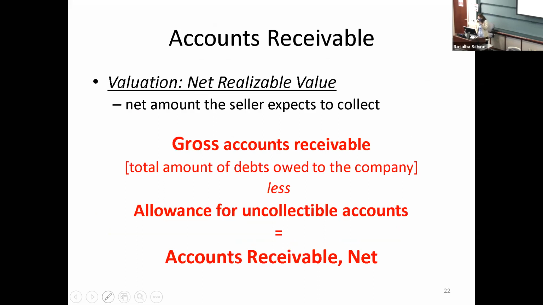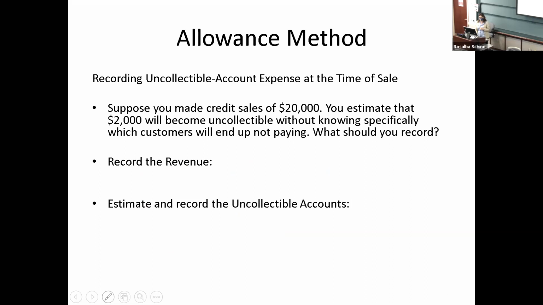Now, how do you come up with the estimate of the uncollectible accounts? I mean, you don't come up with that out of thin air. How do you do that? There are two methods: percentage of sales and percentage of accounts receivable. But regardless of the method, these will be the transactions that you'll be looking at.